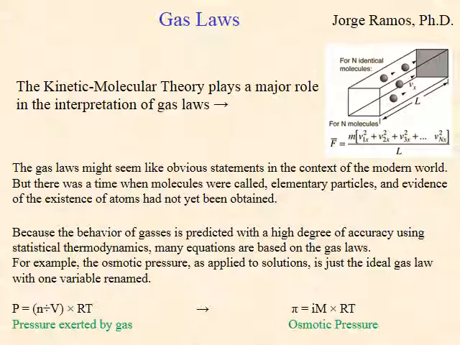For example, the osmotic pressure, as applied to solutions, is just the ideal gas law with one variable renamed. The lowercase i in the osmotic pressure equation is simply a factor that ensures the molar concentration is in terms of the number of particles. For example, when dissolved, sodium chloride forms 2 particles per empirical unit while glucose stays as 1 particle in solution. This is a very important concept to remember. The gas laws, in their ideal form, do not account for the type of particle. What matters is the number of particles.